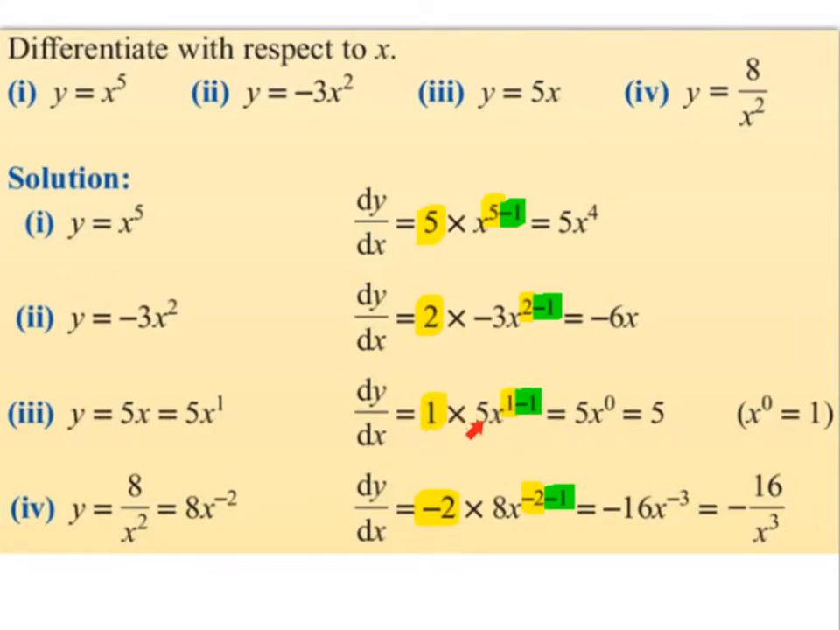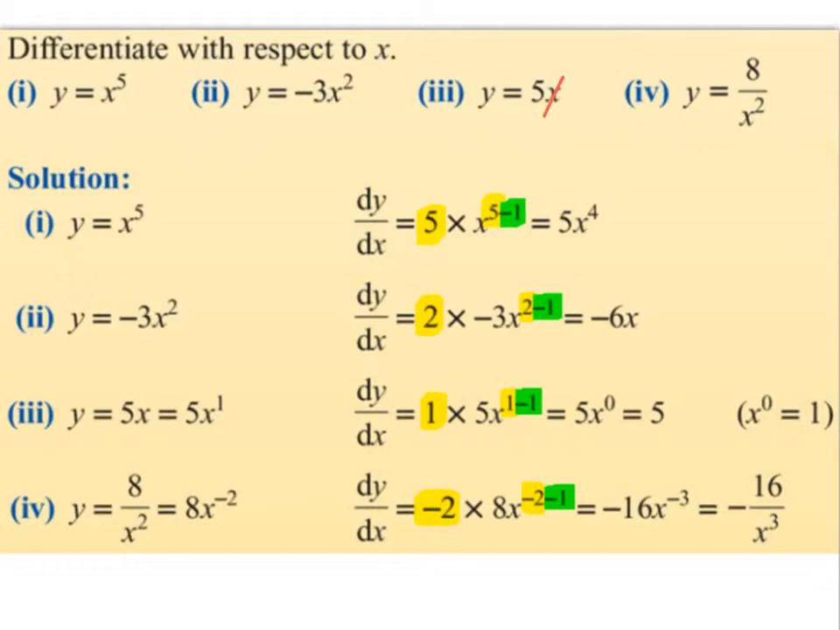So we get 1 times 5x, which is just 5x, and 1 minus 1 is 0, so to the power 0. And we know anything to the power of 0 is equal to 1, so 5 times 1 is just 5. Or what you could have done very easily was just cancelled off the x. So anywhere that we have just an x to the power of 1, the derivative, you just simply cancel off the x.